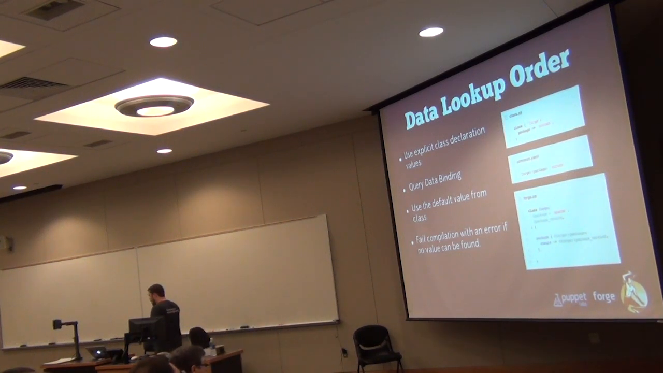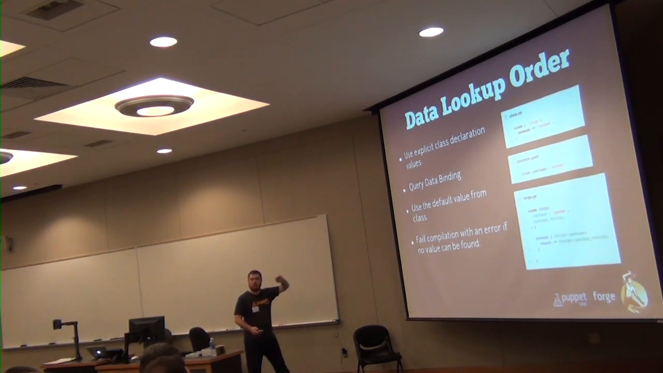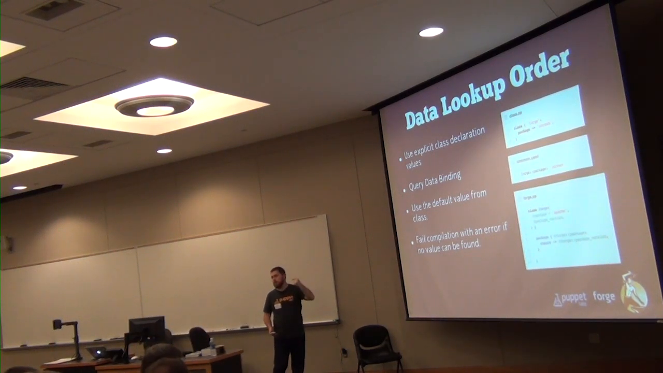Everything's done. The second step, of course, is to go through data bindings. You'll go through that flow chart that I showed you before. It'll consult Hiera. It'll go through its hierarchy backend and say, okay, I'm looking for this data. I'm looking for this data. Okay, I found it. I'm going to retrieve that back.